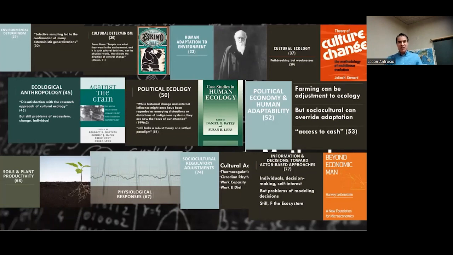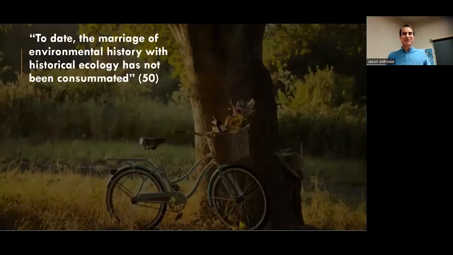For me, one of the key parts here where I just kind of lost it was when I told you I was going to talk about historical ecology. It was back on page 50. And again, this is kind of like saying your theory isn't robust enough. The marriage of environmental history with historical ecology has not been consummated. I know. What the heck does that mean?